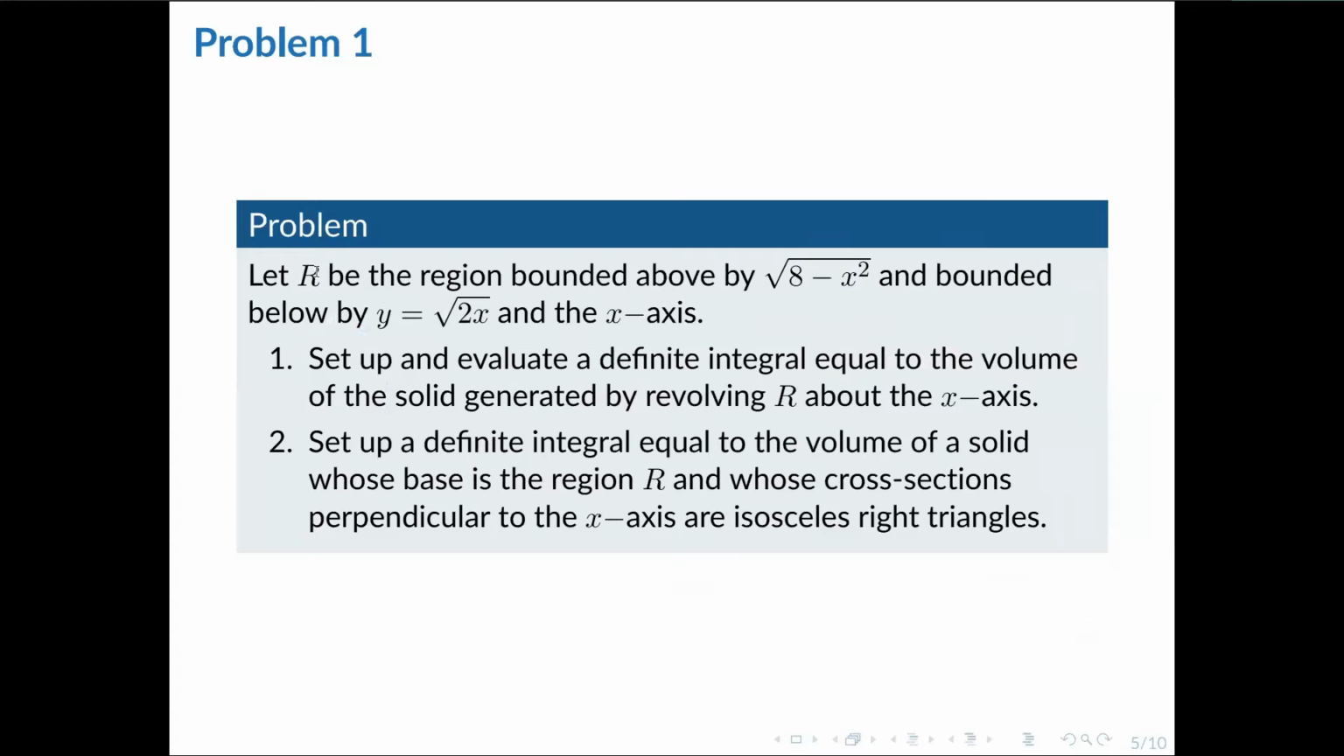So for problem 1, let R be the region bounded above by the square root of 8 minus x squared and bounded below by y is equal to square root of 2x and the x-axis. So set up and evaluate a definite integral equal to the volume of the solid generated by revolving R about the x-axis, and set up a definite integral equal to the volume of a solid whose base is the region R and whose cross-sections perpendicular to the x-axis are isosceles right triangles.